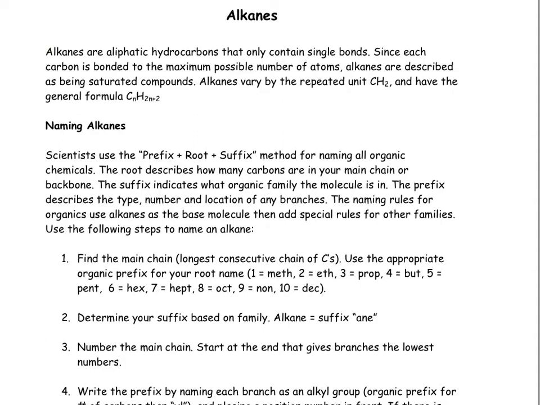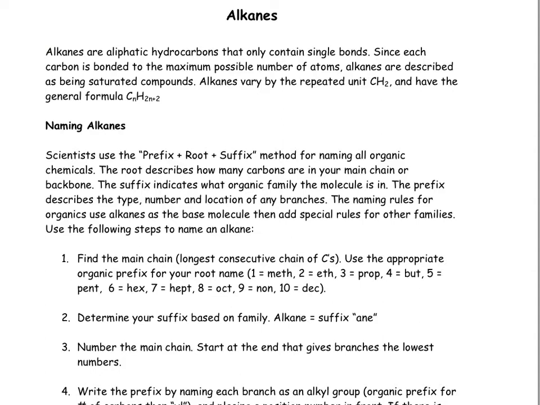Alkanes vary by the repeated unit of a CH2. So they're what's known as a homologous series. And they have the general formula CnH2n+2. That means if I know the number of carbons in my alkane, I can quickly figure out how many hydrogens it has by timesing it by 2 and adding 2.